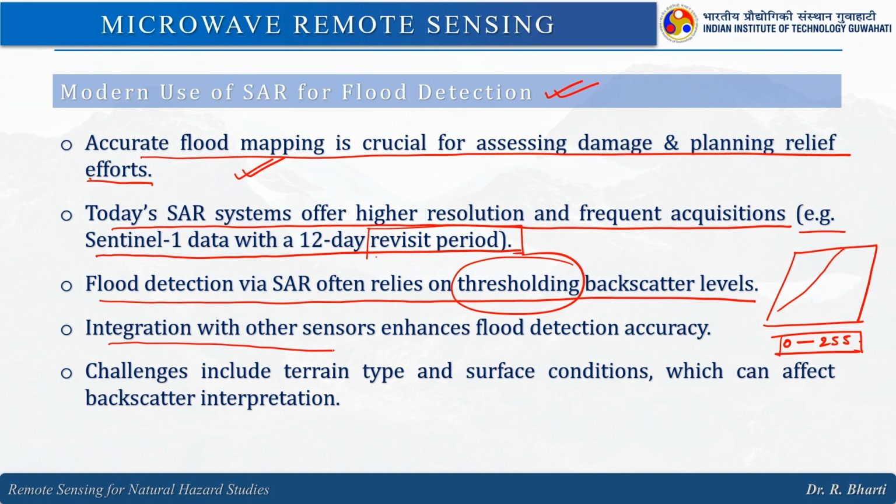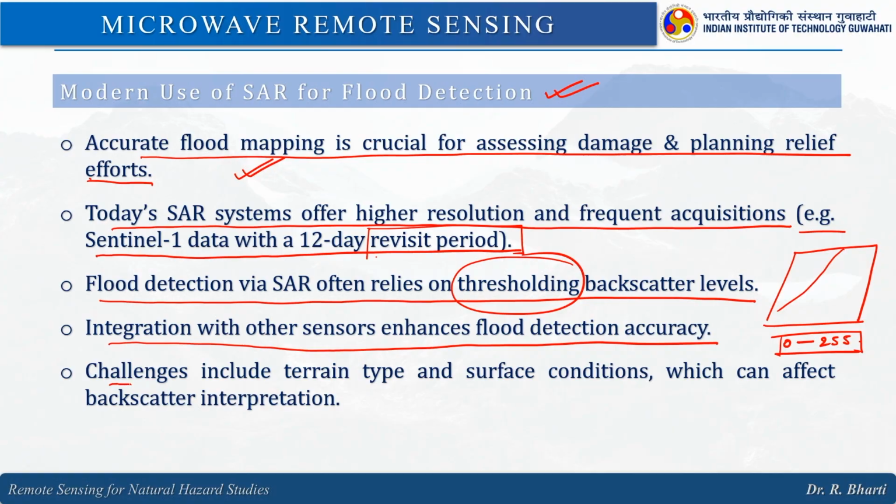Integration with some other sensor enhances flood detection accuracy. You can also utilize some other microwave data sets which are measuring in a different wavelength region, or you can also utilize the optical remote sensing data set here, that will enhance or increase the accuracy of your estimation. Challenges include terrain type and surface condition, which can affect backscattering interpretation, right.